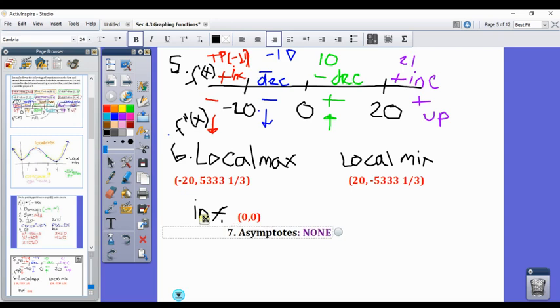I'm not sure why I did that, but whatever. Okay. Asymptotes are none, and then come on. There we go. And end behavior.